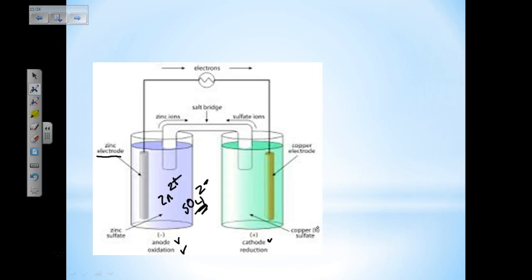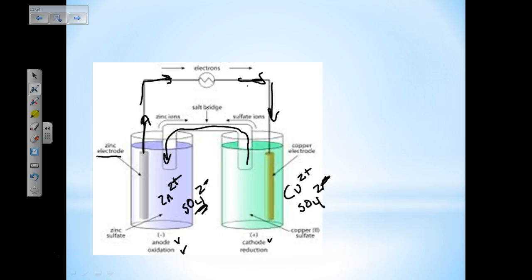Now it's copper sulfate, so this is Cu2+ and the sulfate SO4 2-. The neat thing about this is that while electrons are flowing through the wire this way, notice that the sulfate ions are flowing this way. So it's what keeps everything going in terms of charge balance.